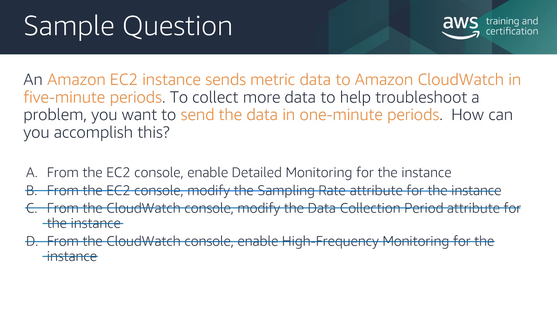So the correct answer, A. In the EC2 console, you'll enable the detailed monitoring for the instance. That's how you do it. Again, each service reports to CloudWatch. CloudWatch does not, in fact, initiate any of the metrics.